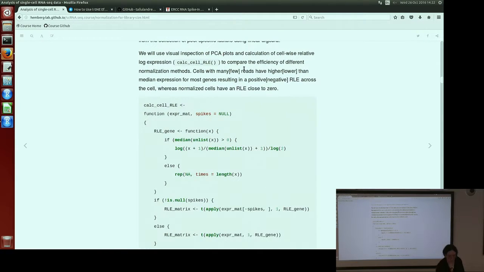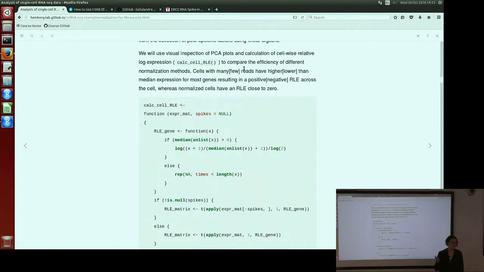In order to compare these different normalizations, we're going to use PC plots, but they can get quite difficult to compare by eye, so we're also going to use calcCellRLE, a function that I've provided. Basically you take the median across all of the cells for each gene, and then look at the expression value in a particular cell relative to that median for that gene. So you get one value for each gene in each cell, and then calculate the median of that across all of the genes in each cell.